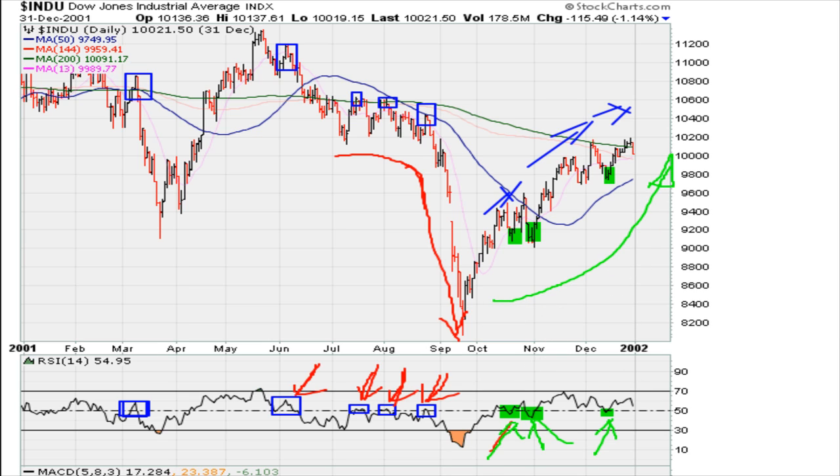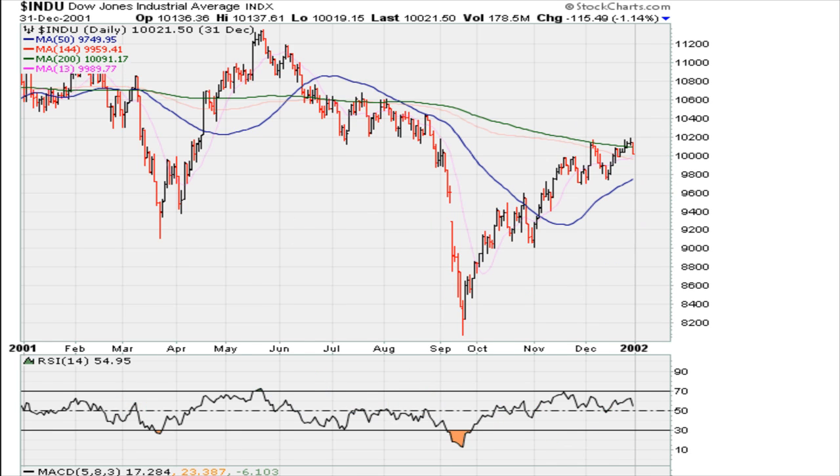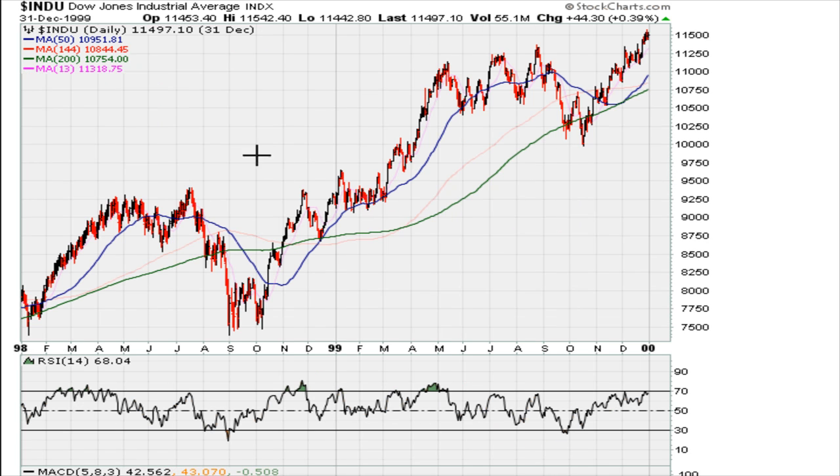So let's go back and take a look at another historical time frame. Now we're taking a look at the Dow, and I'll call it between 1998 and 2000. And just so that we don't spend too much time, take a look at some of the lows or the highs.